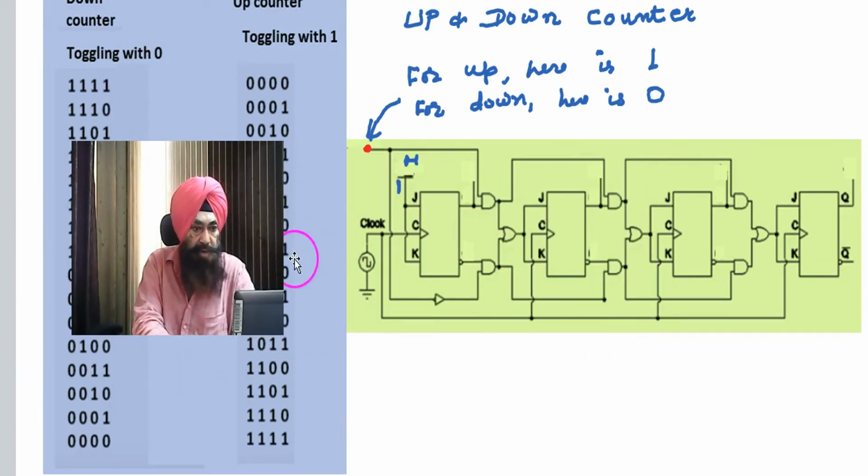Now here is a circuit. This line, because it works for up and down counter together. For up, here it is 1. For down, here it is 0. So for up, here it is 1, meaning the upper system will work. For down, here it is 0. 0 means the upper system is ineffective, but the lower one becomes 1. The lower AND gate becomes effective.